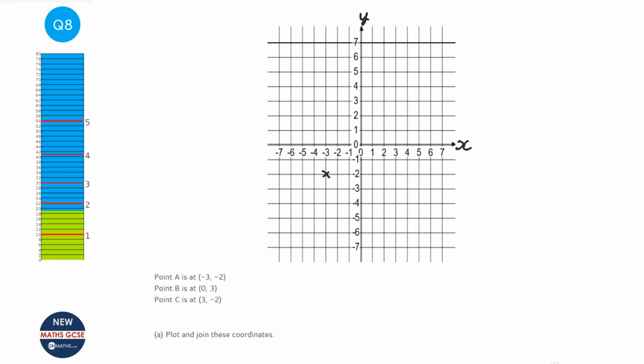Now it says point A, so I probably should label that as A. And point B is 0, 3. It means we're not going left or right at all. We're just going to stay at 0, but we go up 3. So it's going to be there. And point C is at 3, minus 2. So along 3, down 2. It's going to be that one there. So that's point C. And it says plot and join these coordinates. So I'm just going to get my ruler. Well, we've plotted them, so we're just going to join them. And there we go, makes a nice little shape there.